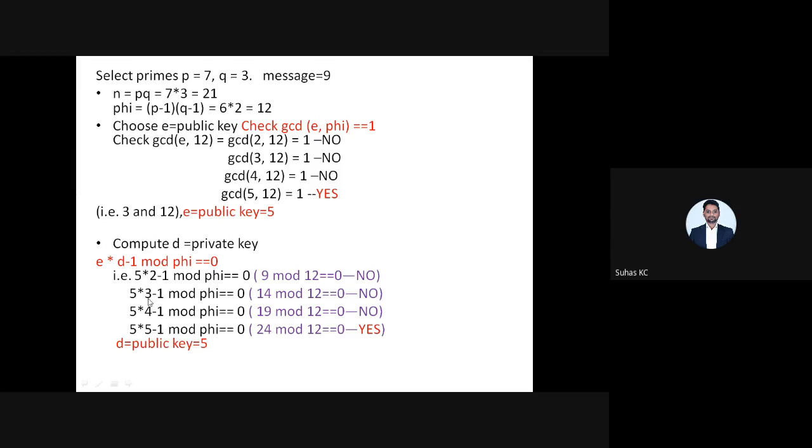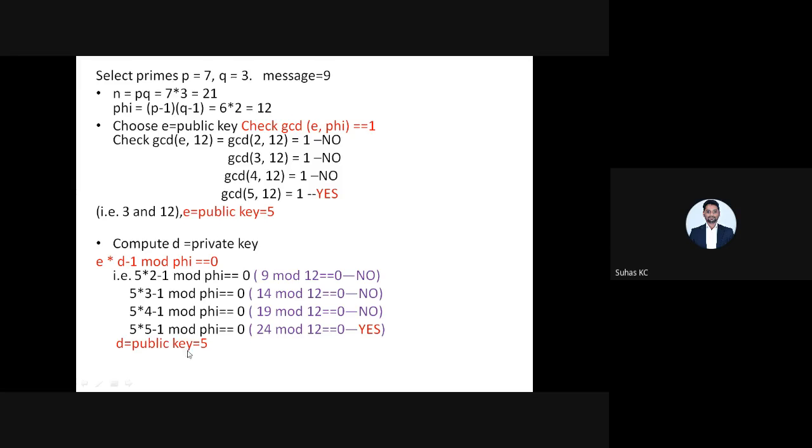Next you go for the value 3: 5 star 3 is 15, minus 1 is 14. 14 mod 12 equal to 0? No, it is 2. Next I will give 4: 5 star 4 is 20, minus 1 is 19. 19 mod 12 equal to 0? No, it comes to 7. Next you go for the value 5: 5 star 5 is 25, minus 1 is 24. 24 mod 12 equal to 0? Yes. Whichever value satisfies the condition is chosen; here it is 5.